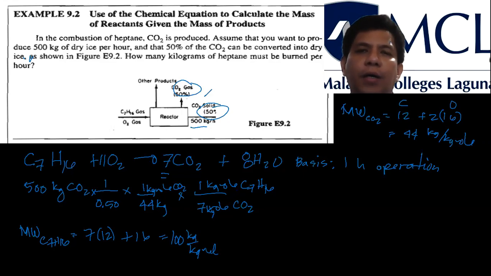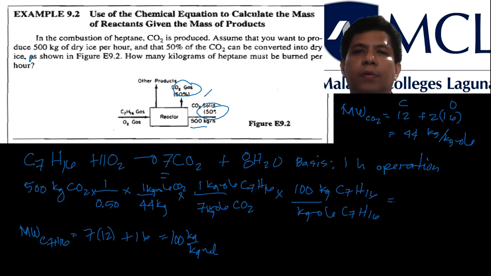Currently, the amount in this equation is in terms of kilogram mole of C7H16 or heptane. So we just simply multiply this by 100 kilograms of heptane per kilogram mole. So this equation will give you the amount of heptane that you need to burn in order to produce 500 kilograms of CO2: 500 divided by 0.5 divided by 44 divided by 7 times 100. So that's approximately 325 kilograms of heptane.